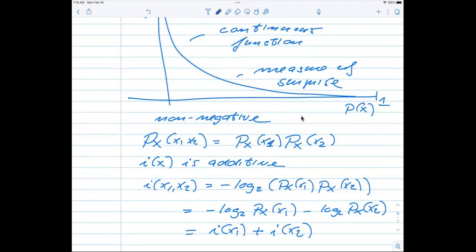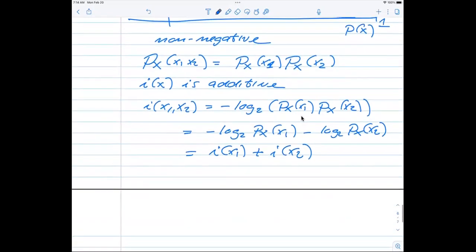Now, this reasoning, being non-negative, additive, and containing a measure of surprise, is a kind of answer to one of the first questions which Shannon actually asked, and that is how many bits are required to reliably compress a given amount of information. Now, it turns out, however, that this function here is not the most handy way of encoding information.